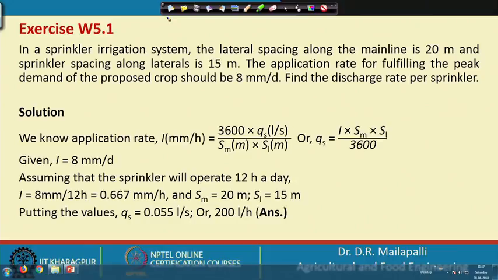Then that will be 200 liter per hour. So, this is a simple sprinkler irrigation problem in which, if you have the crop demand in a day and also the sprinkler spacing, you can find out the discharge at the sprinkler that can meet the demand of the crop in a particular day. So, this is an example.